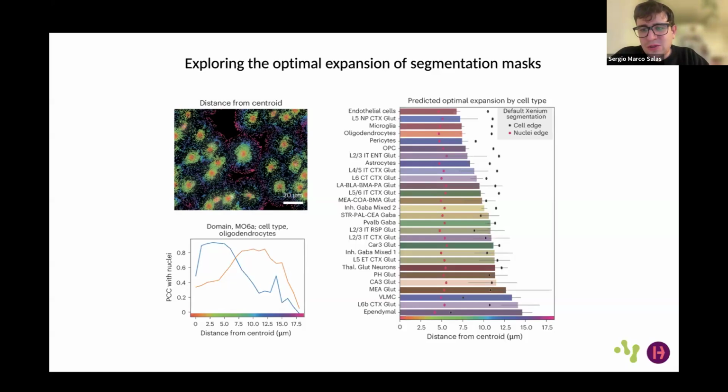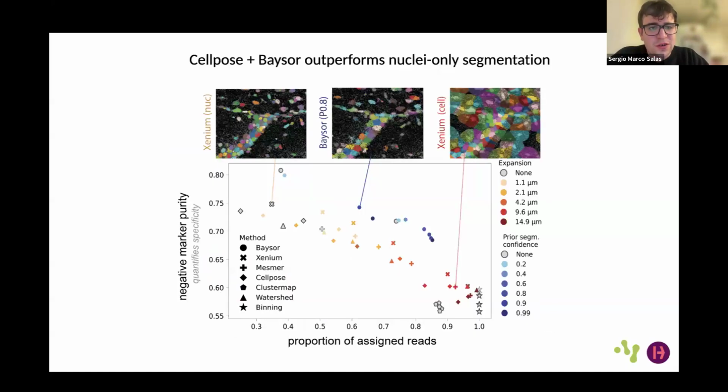So the next thing we did was to try different available tools for segmentation. The challenging part here was to define what a good segmentation is, because it's not so obvious, right? We want to define the cell borders well, but we want to quantify that. The way that we quantified that was using two main metrics. First is the proportion of reads assigned. Of course, we want our segmentation algorithm to maximize the number of transcripts we assign to cells.